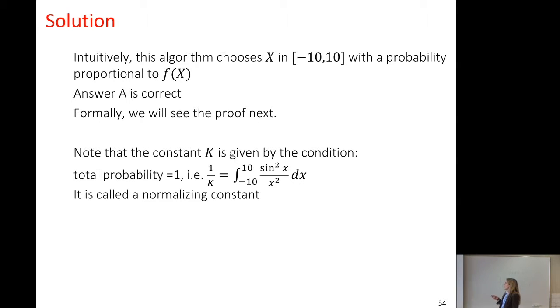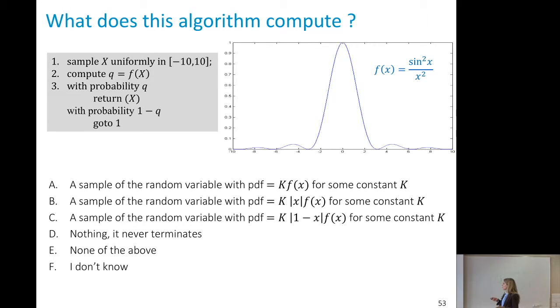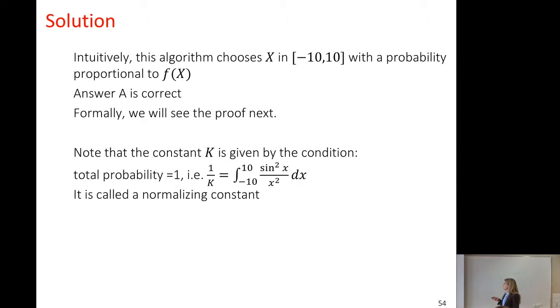So we sample x with probability that is proportional to f of x, but this is just an intuition, so we will see later why this is correct. We obtain a sample of the random variable that has a probability density function proportional to f of x. Now the normalization constant k will be determined such that the total probability is equal to 1. So 1 over k is equal to this integral, which, just note, might be hard to compute. So sometimes we don't want to compute this integral.